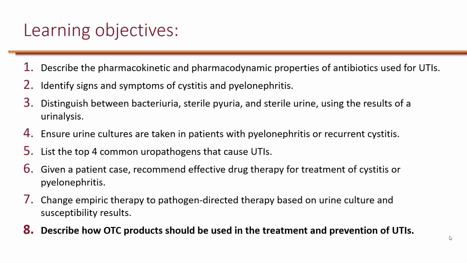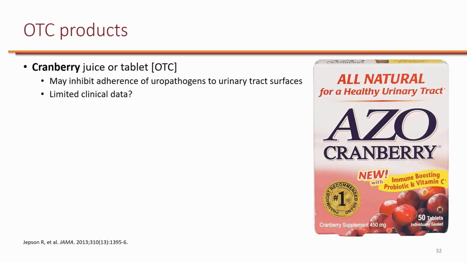The last learning objective is to describe how over-the-counter products should be used in the treatment and prevention of urinary tract infections. Now, we have this cranberry juice or tablet over the counter. You will see the brand name Azo Cranberry in most pharmacies. The theory behind it is that it may inhibit adherence of uropathogens to urinary tract surfaces. So this is prevention rather than treatment. If you can prevent the adherence of uropathogens, then perhaps you could prevent UTIs.